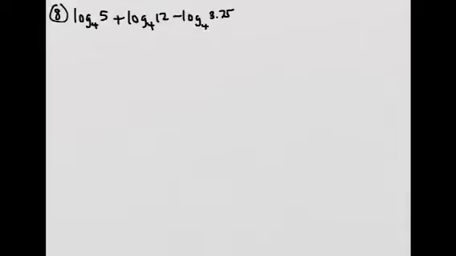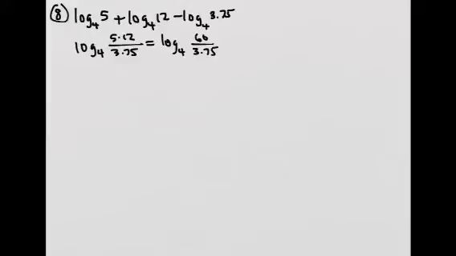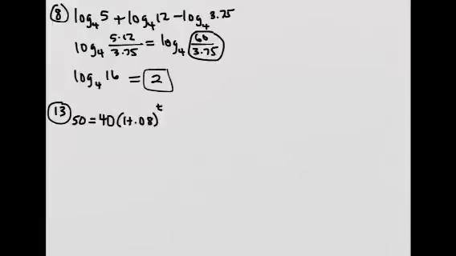Okay, so all of them have a base 4. So I can combine them all as a single log. So this becomes log base 4 of 5 times 12 divided by 3.75. So that's log base 4 of 60 divided by 3.75. And then when you put that into a calculator, the 60 over 3.75, you get log base 4 of 16. So this fraction right here equals 16. So 4 to what power gives you 16? Second power.